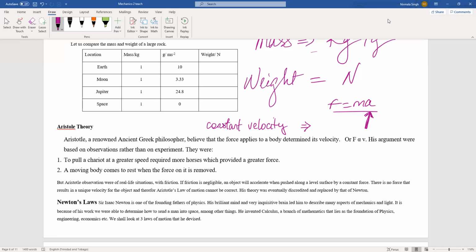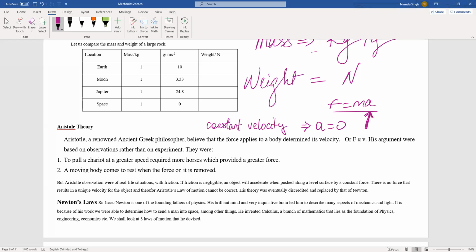If a car is moving at the same speed, meaning it's driving on the highway at 60 kilometers an hour, is it speeding up or is it slowing down or is it remaining the same? Remaining the same, yeah, constant velocity. Constant velocity means it's moving at the same speed. So if something is moving at the same speed, it has no acceleration. So it does not experience a force on it.